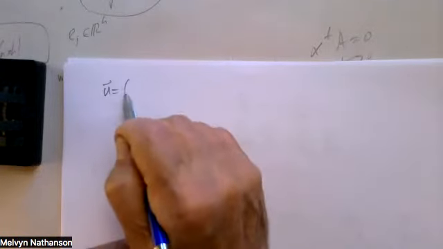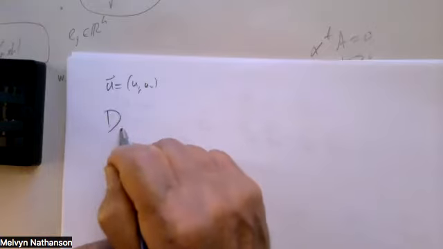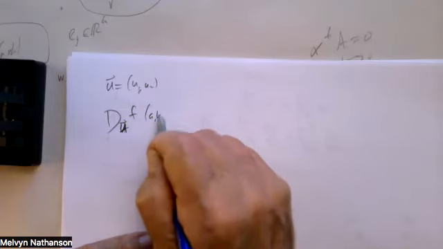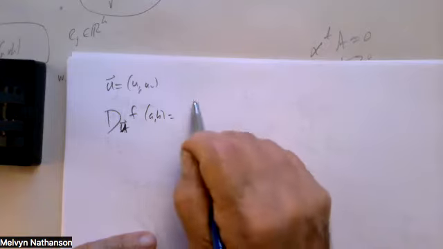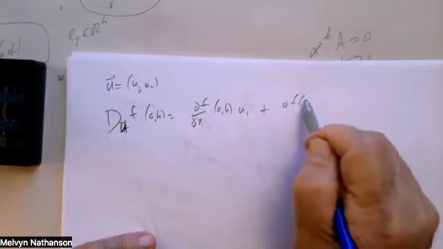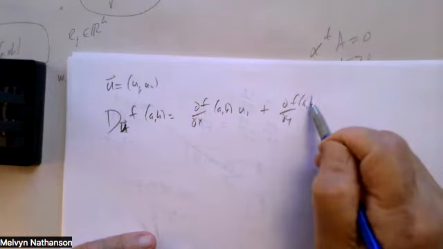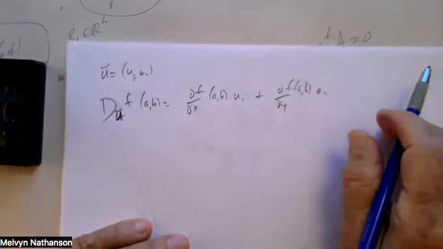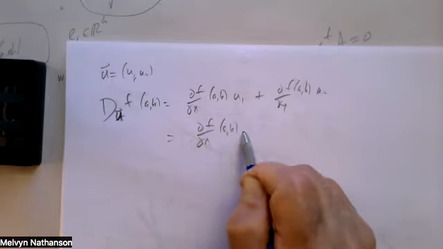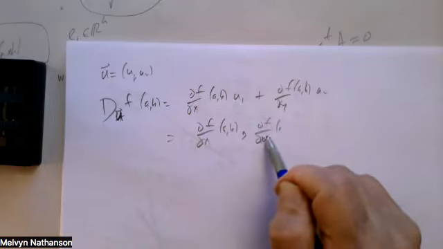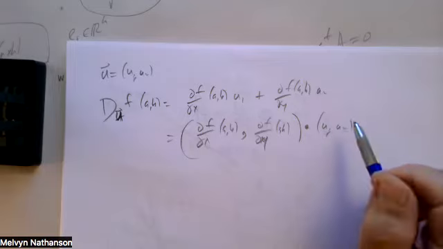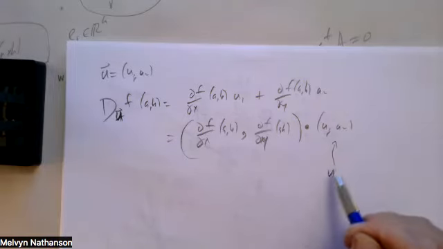So if we have a vector u equal to (u1, u2), the directional derivative of f in the direction u at any point AB is going to be equal to the partial of f with respect to x at AB times u1, plus the partial of f with respect to y at AB times u2. This is the dot product of the vector (partial of f with respect to x at AB, partial of f with respect to y at AB) with (u1, u2). Of course, this is just the vector u.